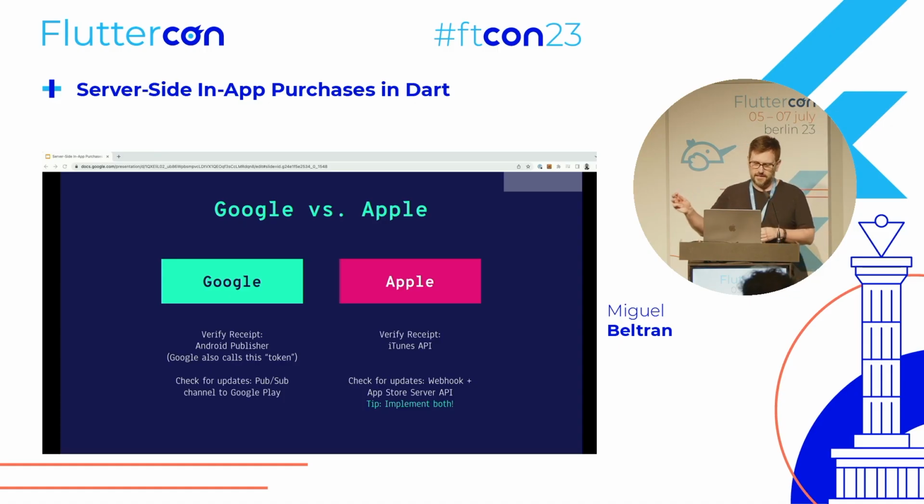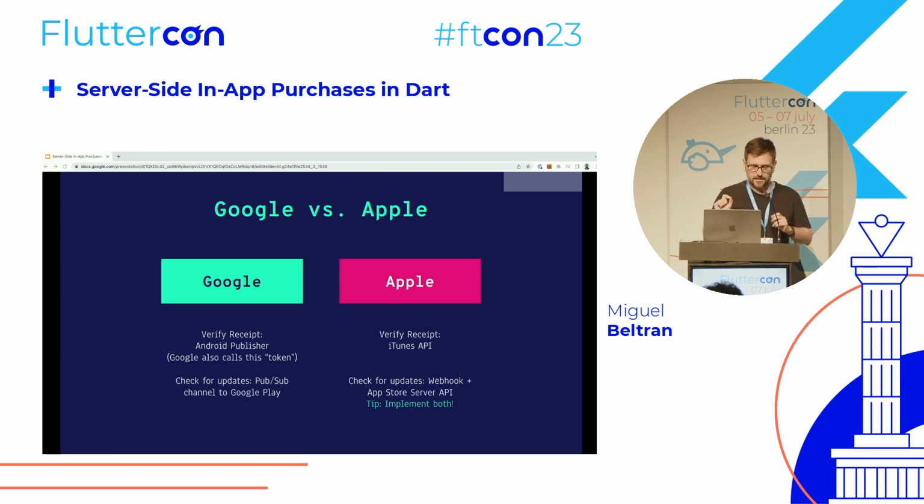Apple has the iTunes API, and this is just an endpoint that you can call, and you pass your payload from the receipt that you got, and you get some information back telling you if the receipt was correct or not, etc. Then you need to get events from Google Play and from iTunes to go back and check how the subscriptions are going. So for that, you're going to need two different ways of doing this.